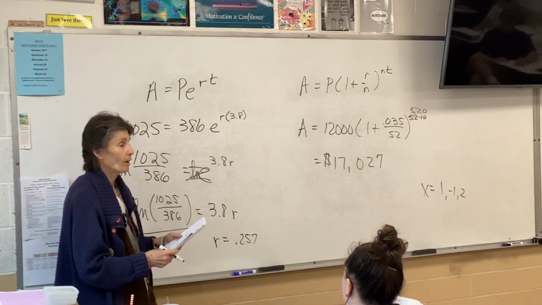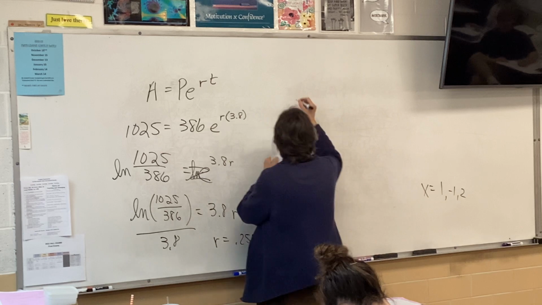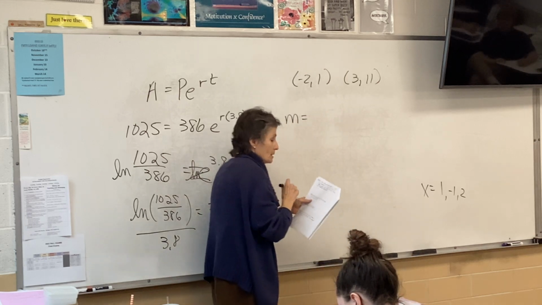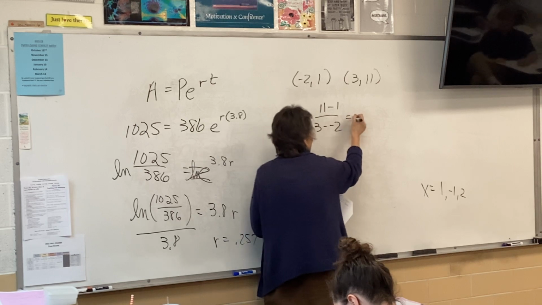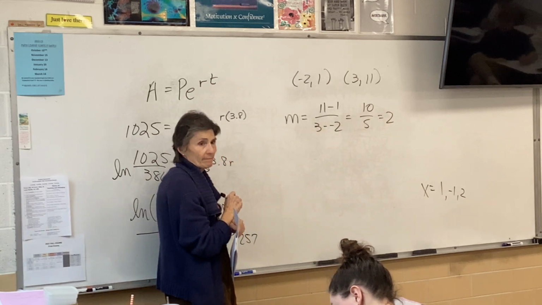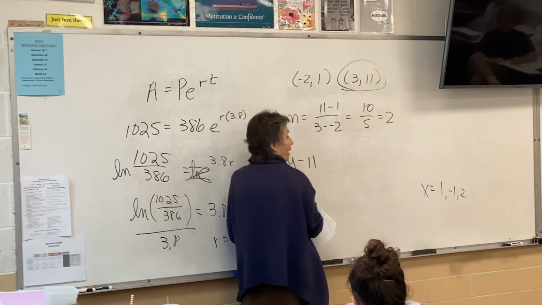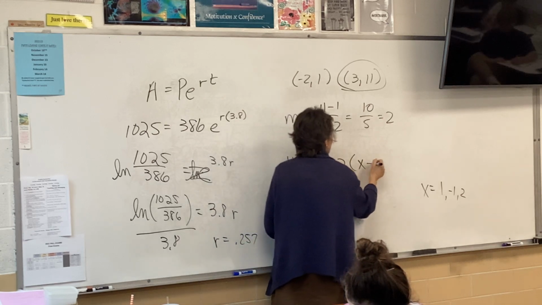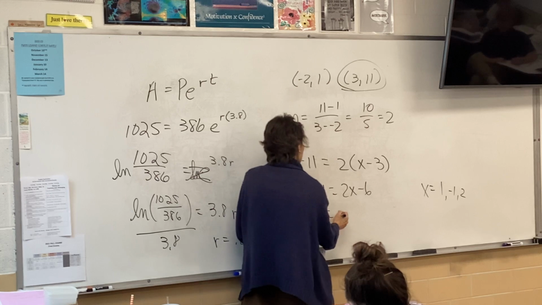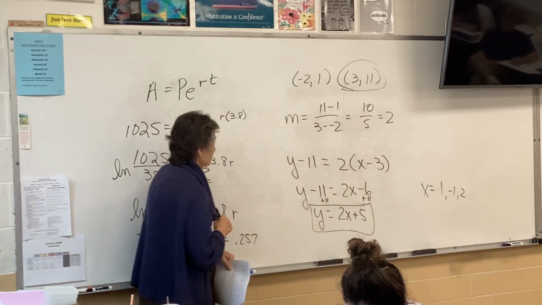Anybody else get that? All right, one more. We're gonna fly through this one. Everybody can do this. How do we write the equation of a line? Find the slope. How do you find the slope? y minus y over x minus x. So 11 minus 1 over 3 minus negative 2. That's 10 over 5 or 2. Now what? y minus. Pick a point. Oh, let's take that one. Doesn't matter. y minus the y equals 2 times x minus the 3. So y minus 11 equals 2x minus 6. y equals 2x plus 5. Yep.